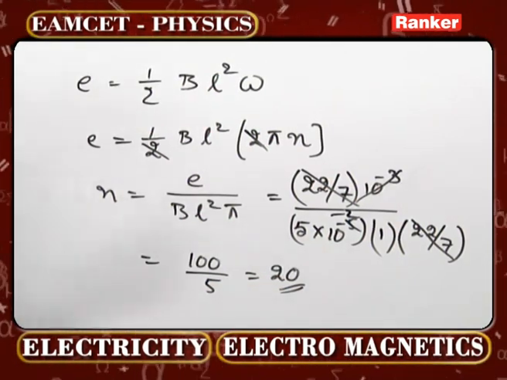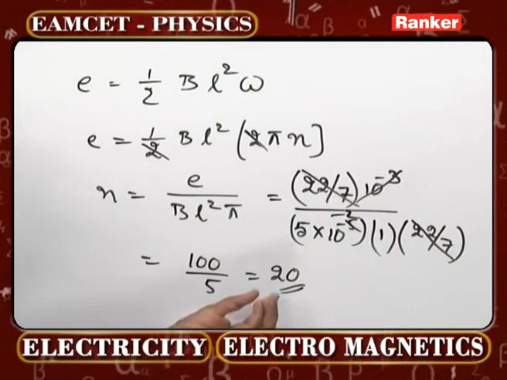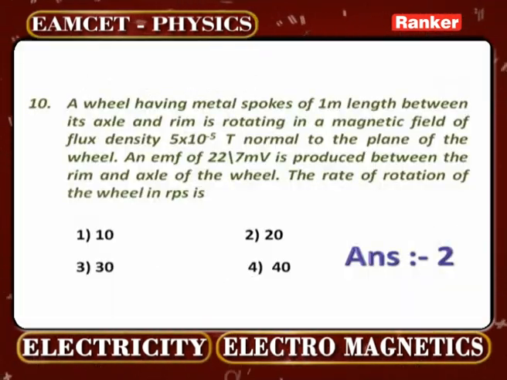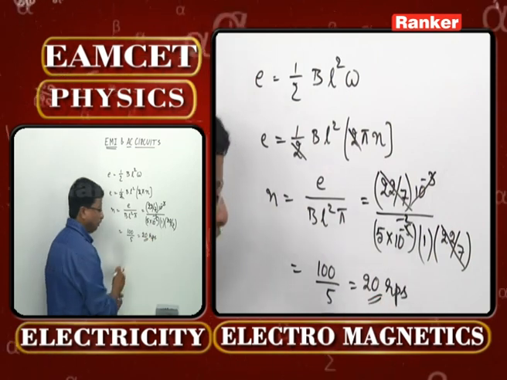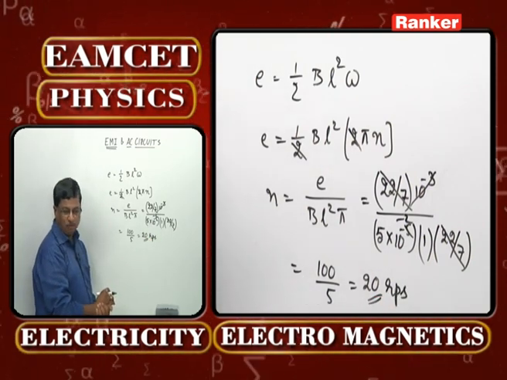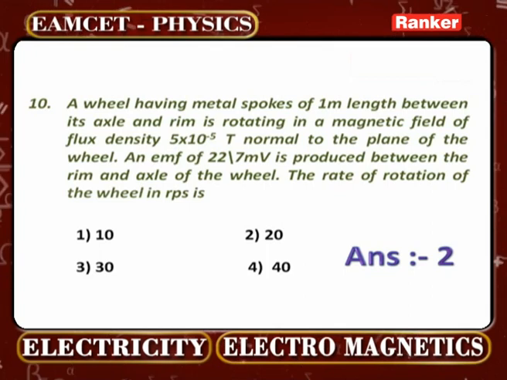So how many rotations is it making per unit time now? That is 20 rotations that it is making. So 20 RPS is the correct answer, which tallies with the second option for this problem 10.